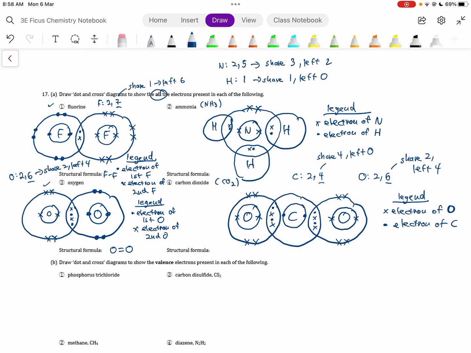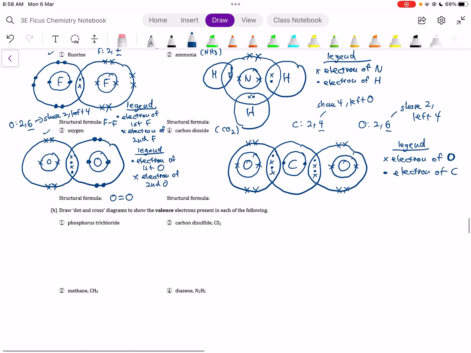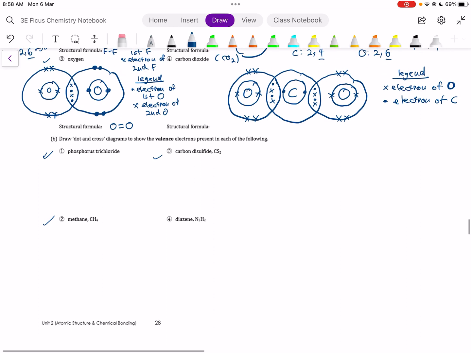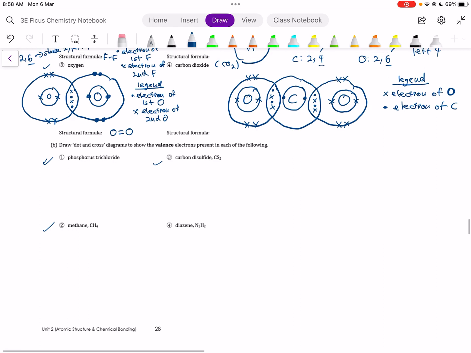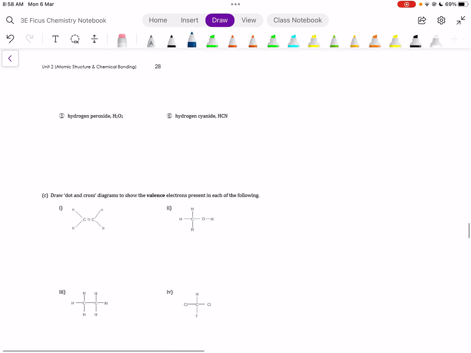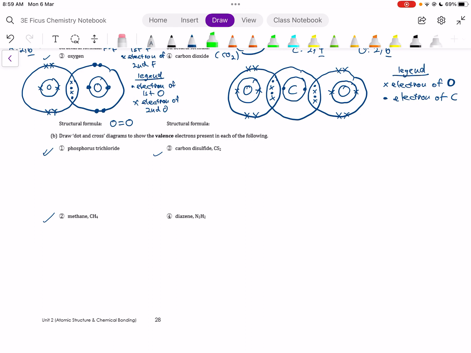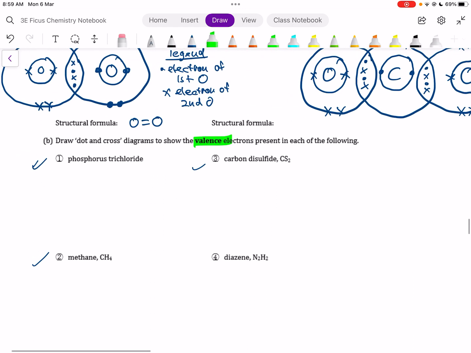Okay, so this is the dot and cross diagram. Do try out these examples over here, like for example, phosphorus trichloride, carbon disulfide, methane, all this. All this only requires you to draw the outermost shell. Let's take a look at phosphorus trichloride. Phosphorus is 2,8,5, so 5, so this one will share 3, left 2.